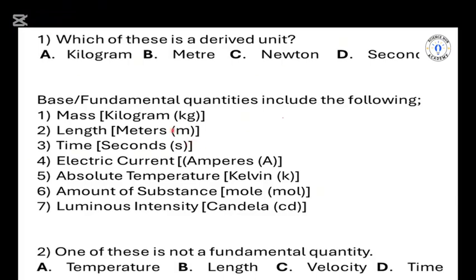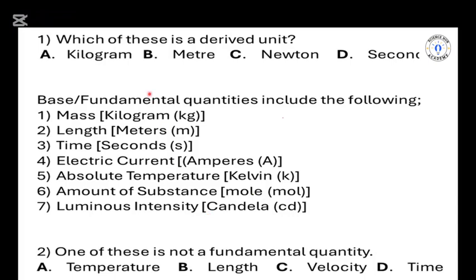So the units of fundamental quantities are also known as base units. Mass is fundamental with unit kilogram, length in meters, time in seconds, electric current in amperes, absolute temperature in Kelvin, not degree Kelvin. Only Fahrenheit and Celsius take degrees: degrees Celsius and degrees Fahrenheit, but nothing like degrees Kelvin. Amount of substance in mole, and then luminous intensity in candela.